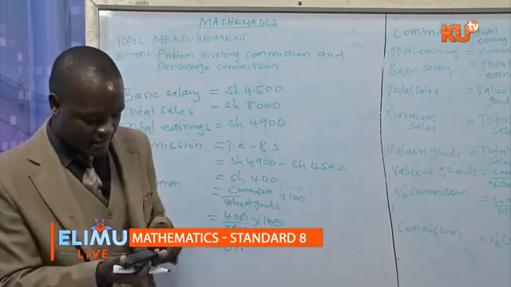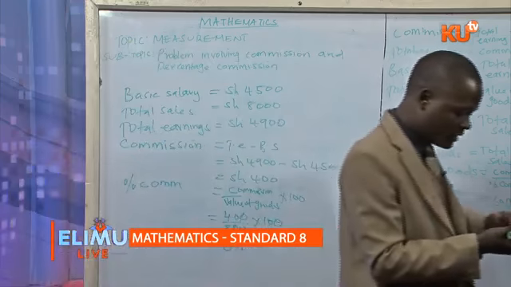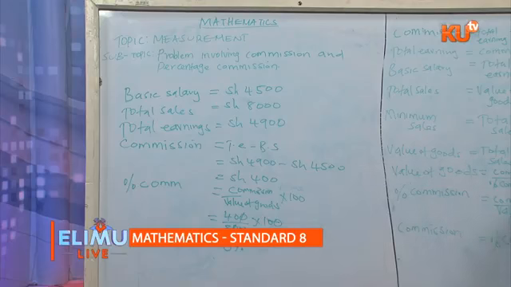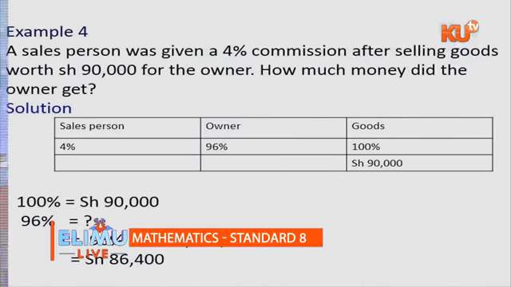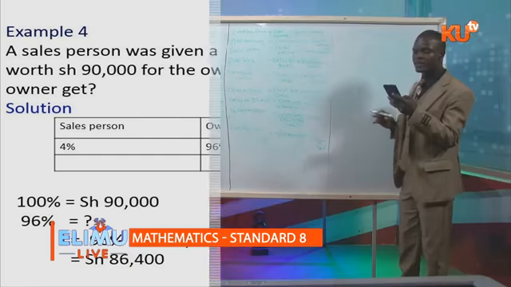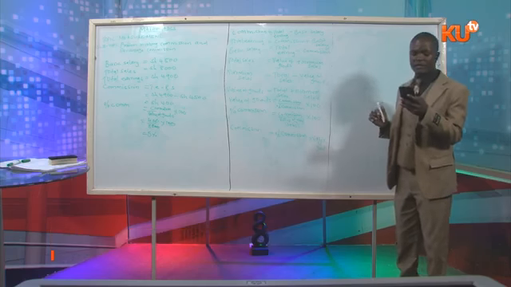Very fast, example 4. This is in slide 8. Okay, so a salesperson was given 4% commission after selling goods worth 90,000 for the owner. How much money did the owner get?